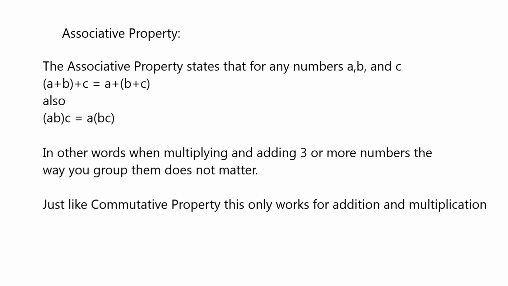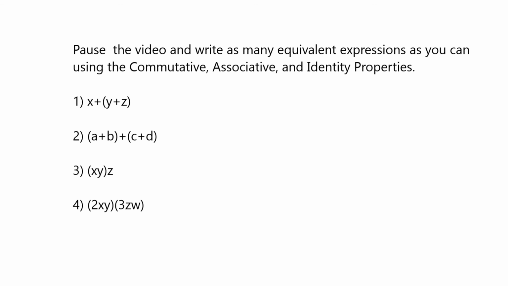But be careful once again, because just like the commutative property, this associative property only works for addition and multiplication. Do not be tempted to change the grouping when division and subtraction are involved. Pause the video now and try to write as many equivalent expressions as you can, using the commutative, associative, and identity properties.